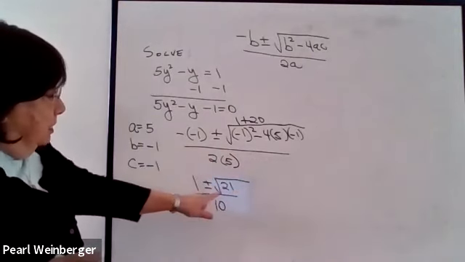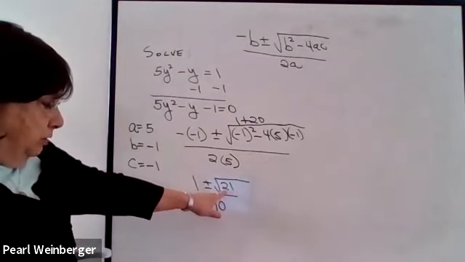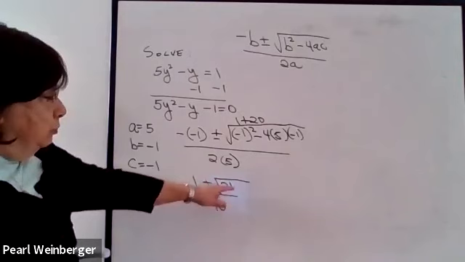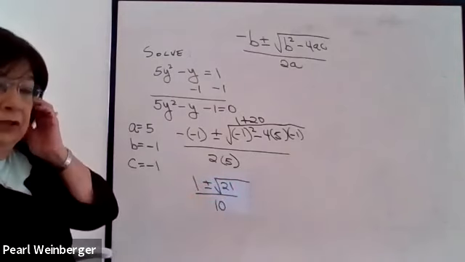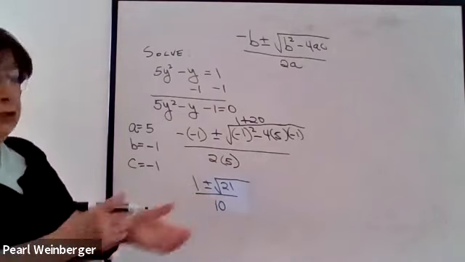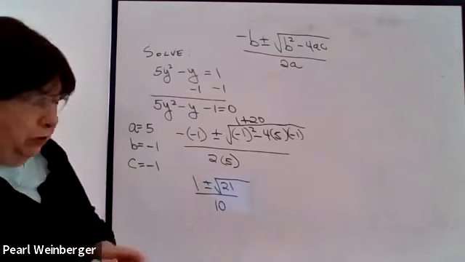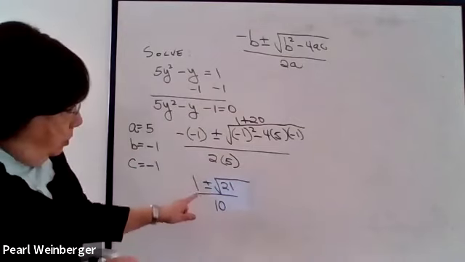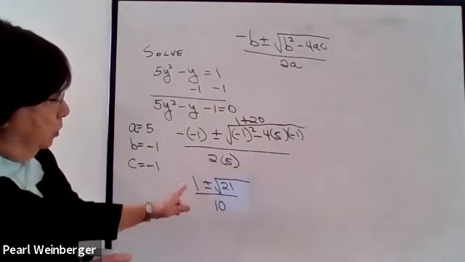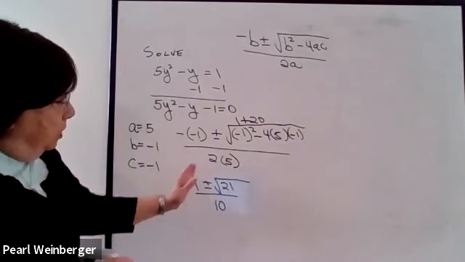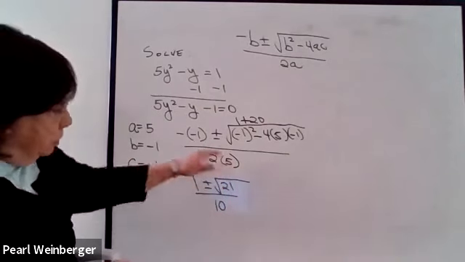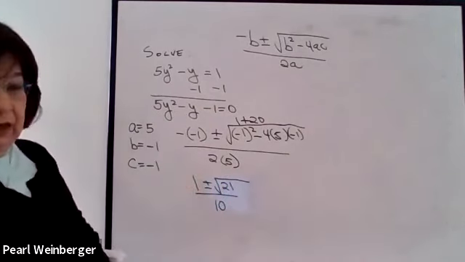The next thing is to look at the radical and see if you can simplify it. You can't do anything with that 21 in terms of simplification, because the only thing you can break 21 into is 3 and 7. Neither of them are perfect squares. So this is my answer in simplest radical form. You could write it separately, 1 plus the square root of 21 over 10, and 1 minus the square root of 21 over 10, or you could write it this way with the plus minus sign.